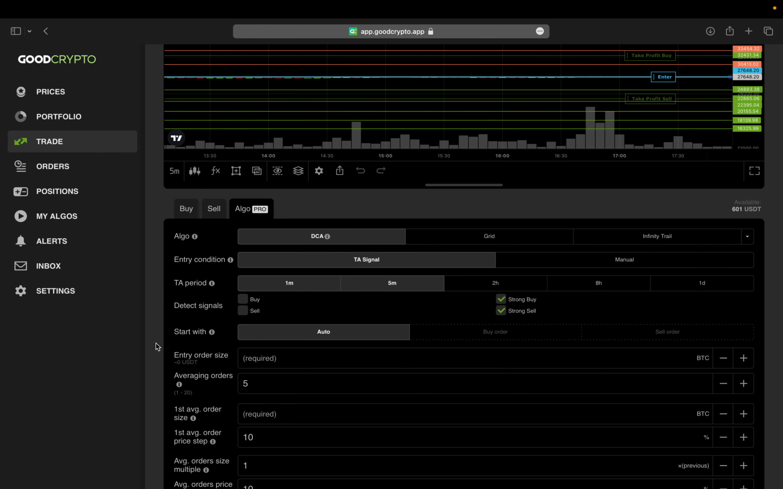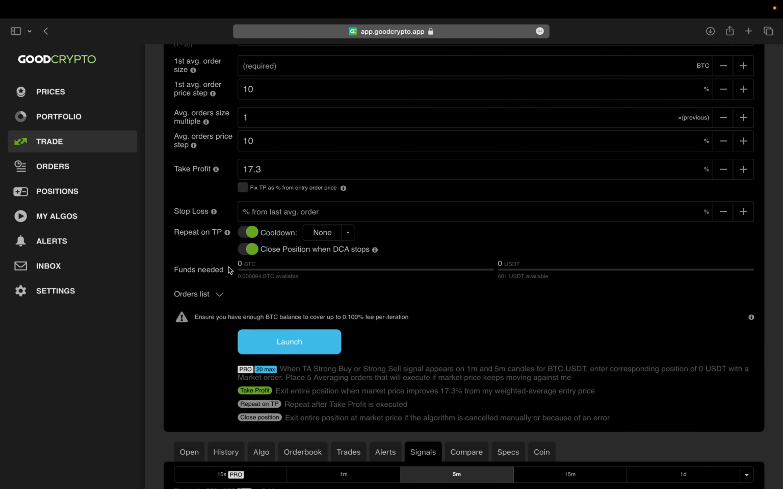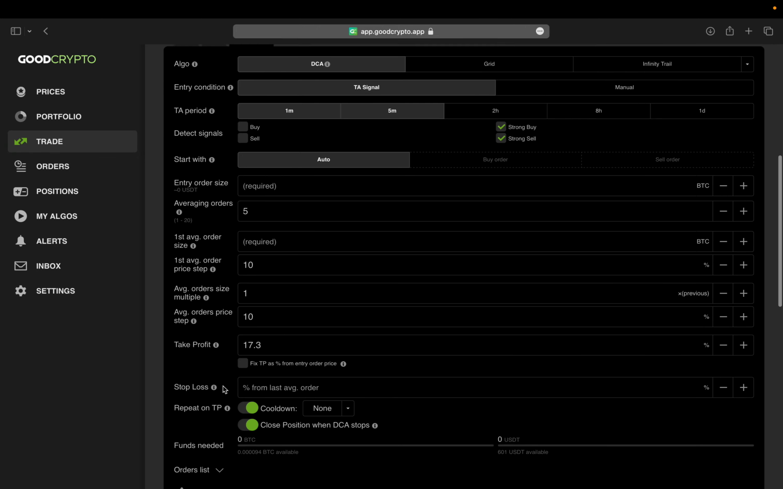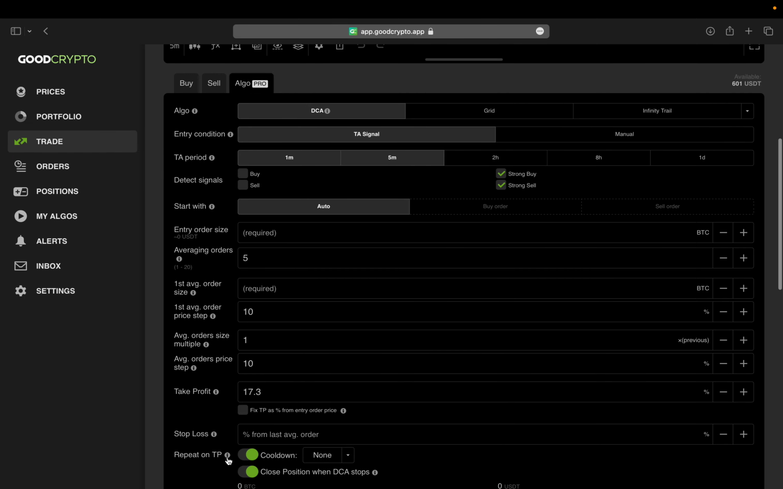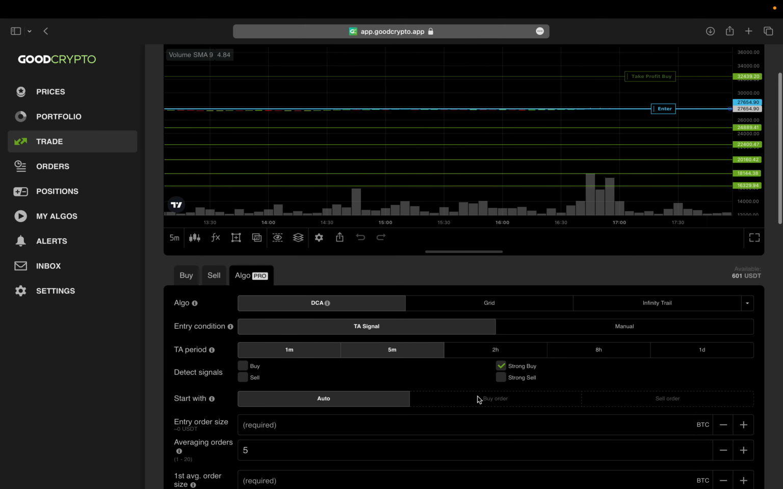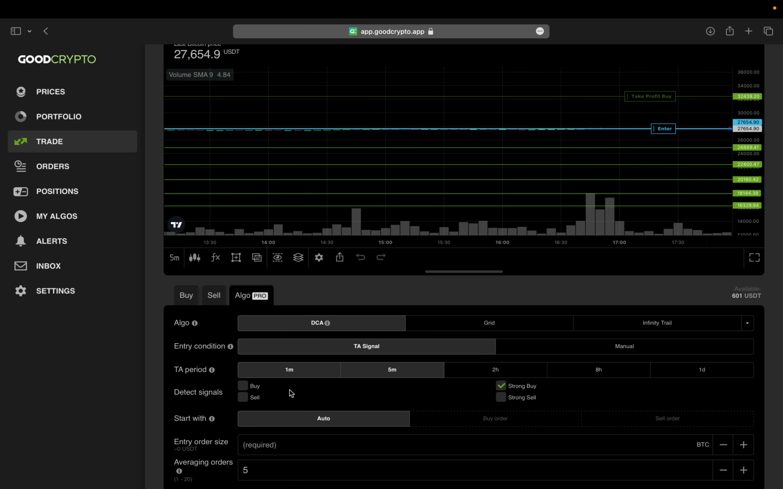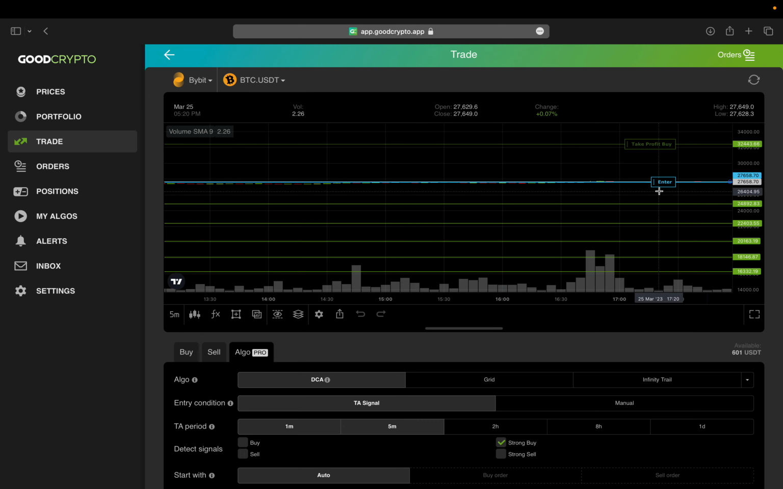And what is best about this auto mode is that there is a repeat button, of course. Now we only give you a repeat on take profit option, but obviously in the future it will be much more flexible. You can choose other repeat options, and repeat on stop loss as well. But for now, the basic idea is that the DCA receives the signal. Let's say, for the sake of simplicity, you've chosen a strong buy signal on 1 and 5 minute candles. Once the DCA receives that signal, it enters and places those additional averaging orders.